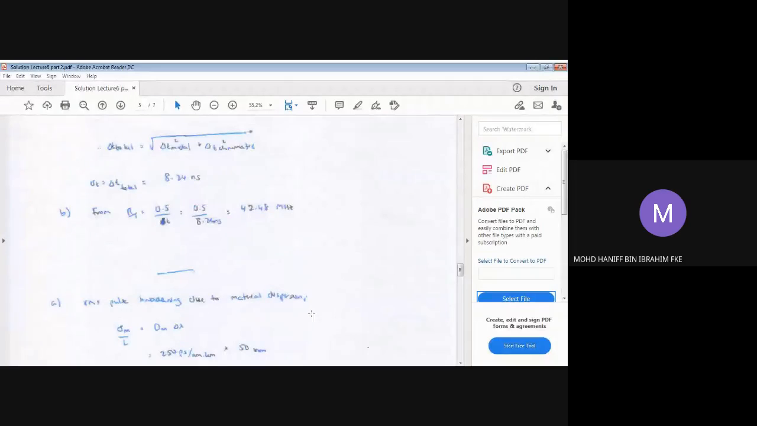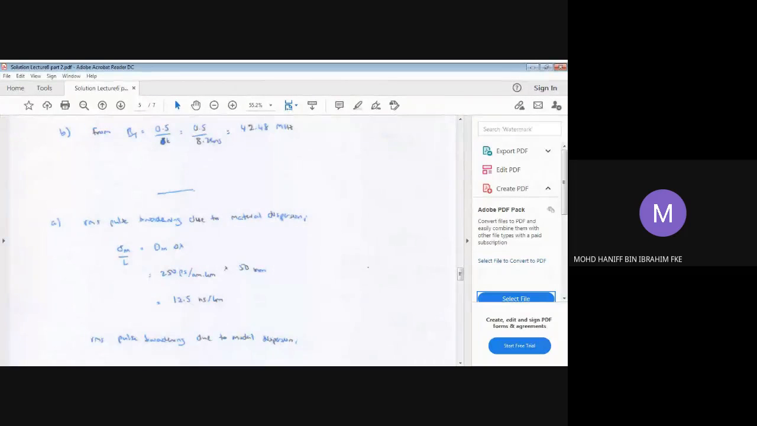So let's have a look at the solution for this example. There should be two pulse dispersion contributors here. The first one is intermodal dispersion. The second one is material dispersion. So you have to calculate the pulse spreading due to each type of dispersion effect.